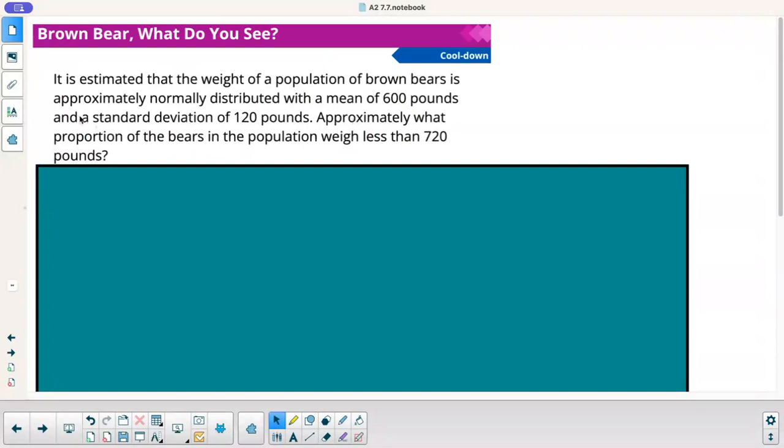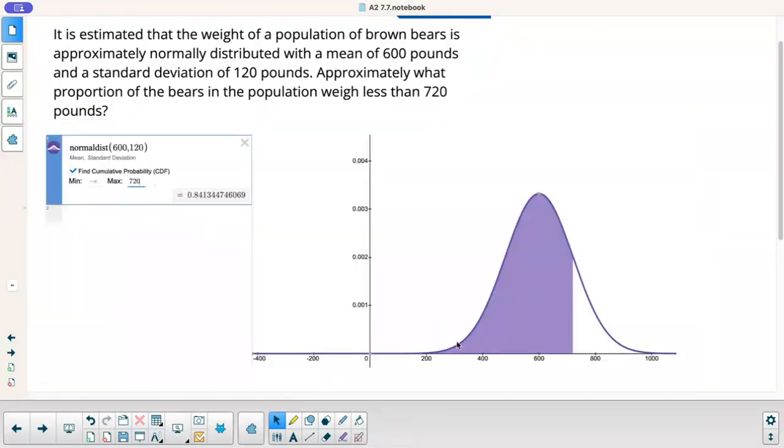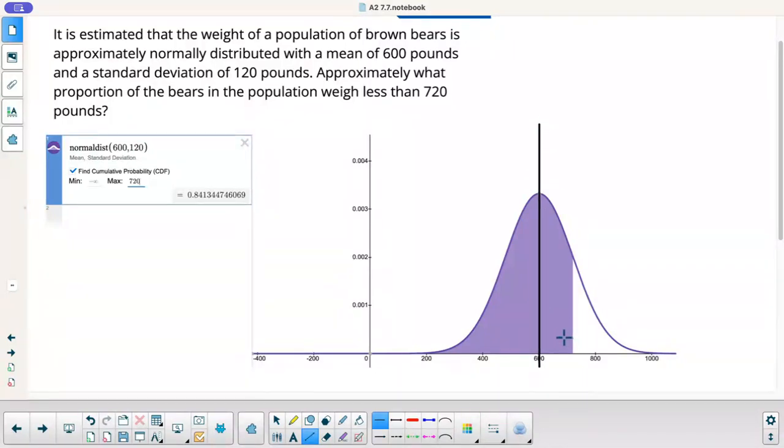All right, last thing. It's estimated that the weight of a population of brown bears is approximately normally distributed with a mean of 600 pounds and a standard deviation of 120 pounds. Approximately what proportion of bears in the population weigh less than 720 pounds? So 720 is one standard deviation to the right of the mean. I already went ahead and graphed this and just attached a picture. So my mean is right here at 600, and this is one standard deviation to the right.